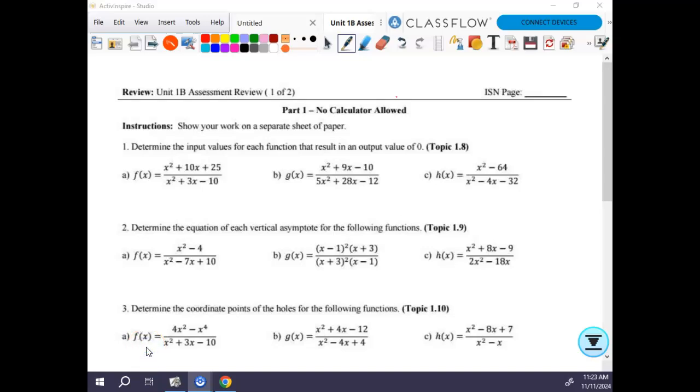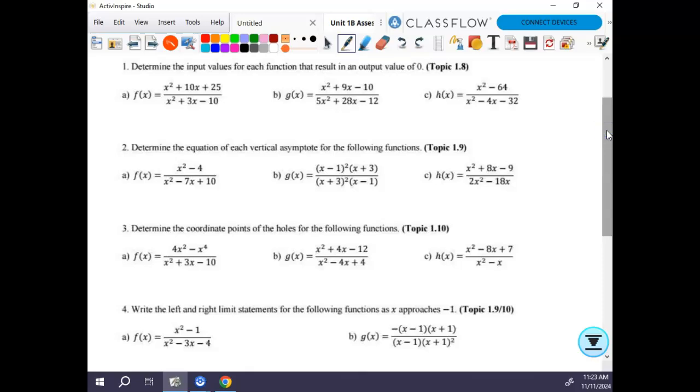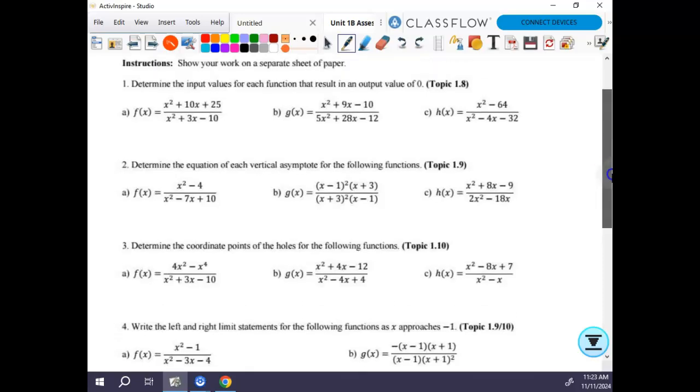Okay, here is your review for the Unit 1B assessment, which is your AP style test. So in part 1, and this really isn't going in your ISN, so it doesn't need a page. So to determine the input values for each function that result in an output value of 0.